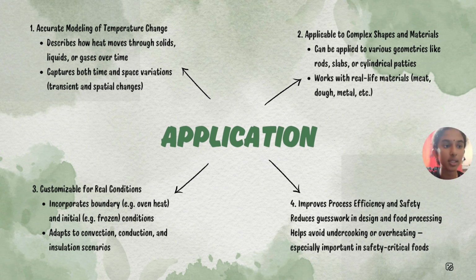Moving forward, the next application is that it is applicable to complex shapes and materials. It can be applied to various geometries like rods, slabs and cylindrical patties. It also works with real life materials such as meat, dough and metal. And the next application is that it can be customized for real conditions. For example, it can adapt to convection, conduction and insulation scenarios, and also incorporates boundaries, for example oven heat, and initial conditions, for example frozen conditions.